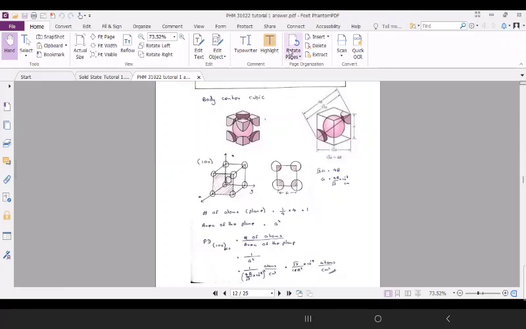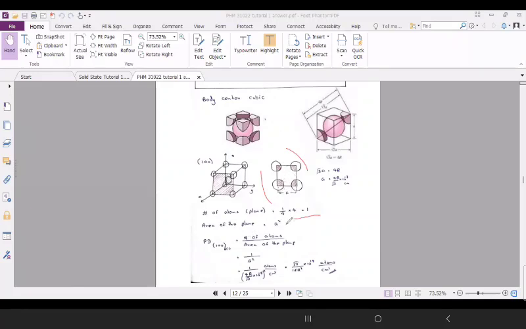Okay, let me show you. You can get it this way, right? In this case, the number of atoms in the given plane (100): one quarter in each of 4 corners, so you get 1. At the same time, the area of the plane is a squared, because it is just a square, which is very easy to understand.